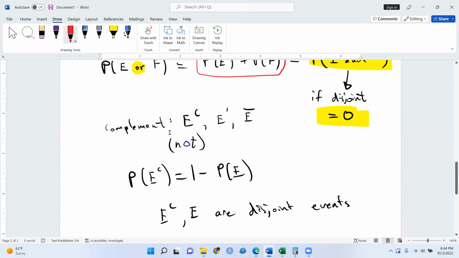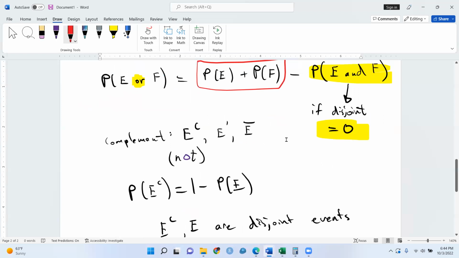We're going to see some example problems of this in a second to complement what you already saw in the notes, which leads us to the complement. This is a very specific thing. There are three notations. E raised to the C power, if you will. It's just notation. It means E complement. You could also see E prime, or you could see E bar. The key word with complement is not.